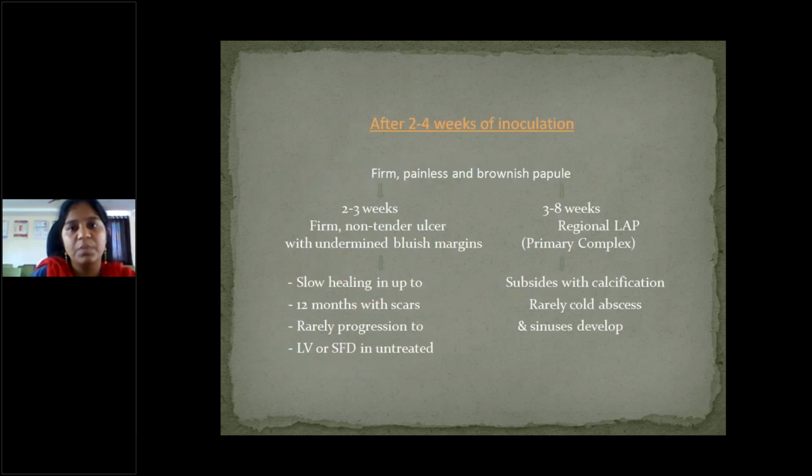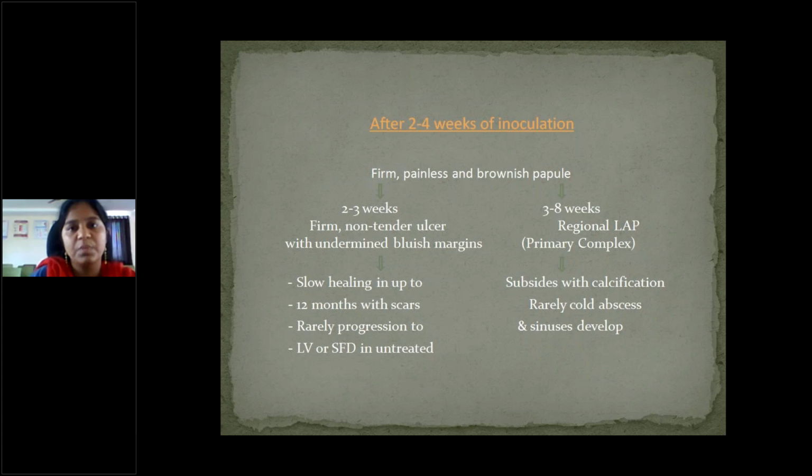In these cases, after 2 to 4 weeks of inoculation, initially they will develop a firm, painless, brownish papule, and within 2 to 3 weeks, sometimes it will turn into a firm, non-tender ulcer with undermined bluish margins, and then gradually it slowly heals up. It may take up to 12 months, with scars. Rarely it progresses into other forms like lupus vulgaris and scrofuloderma if untreated.